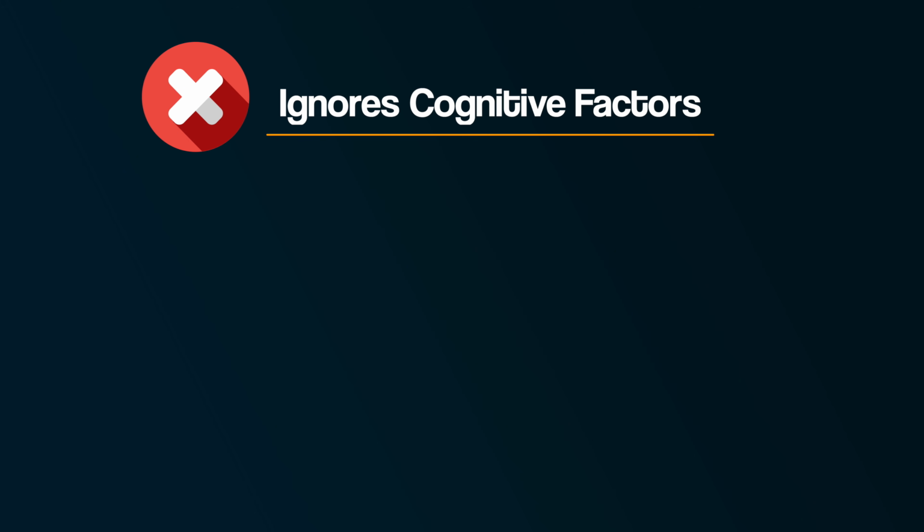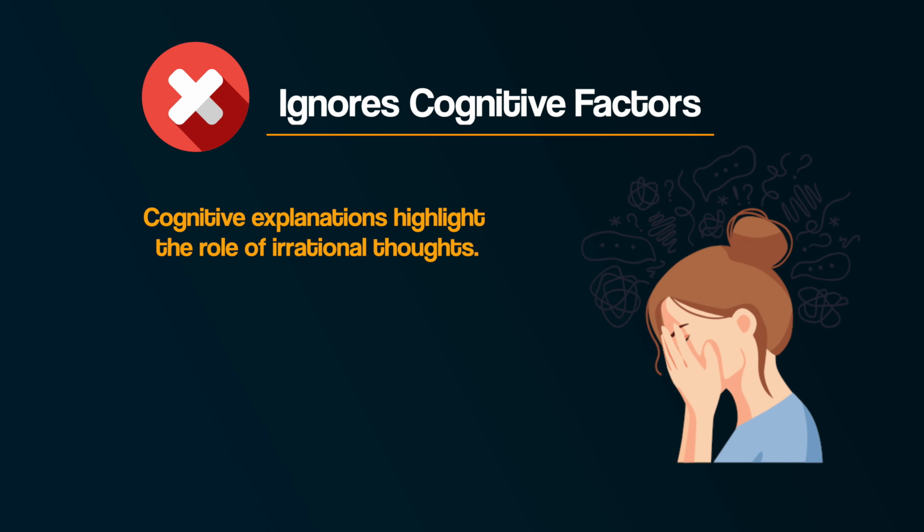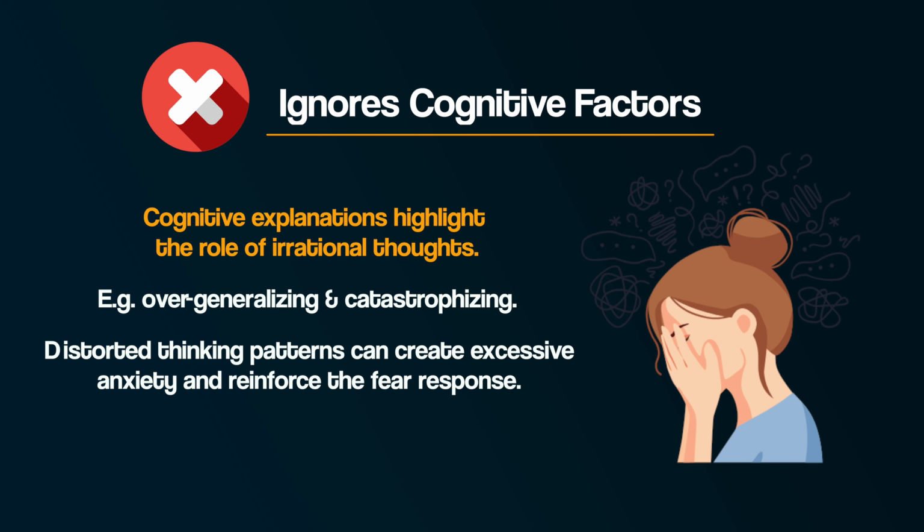Another limitation of the two-process model is that it doesn't fully account for the cognitive aspects of phobias. Cognitive explanations highlight the role of irrational thoughts, such as overgeneralizing and catastrophizing, in the development and maintenance of phobias. These distorted thinking patterns can create excessive anxiety and reinforce the fear response, suggesting that cognitive factors play a crucial role in phobias, which the two-process model does not address comprehensively.